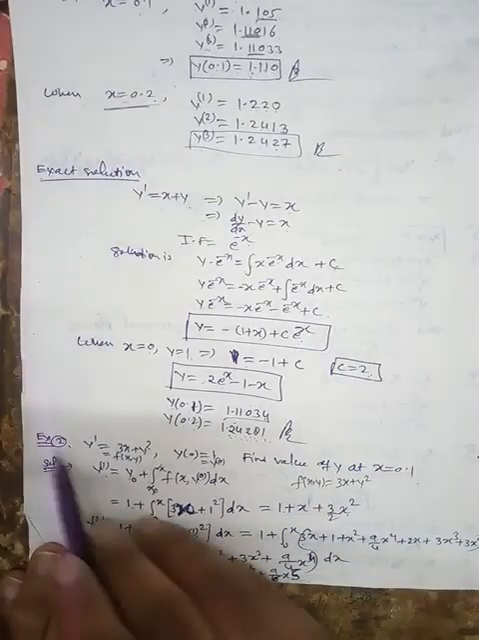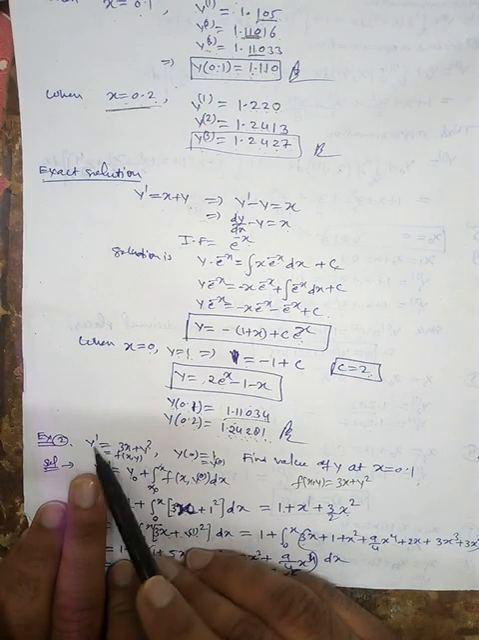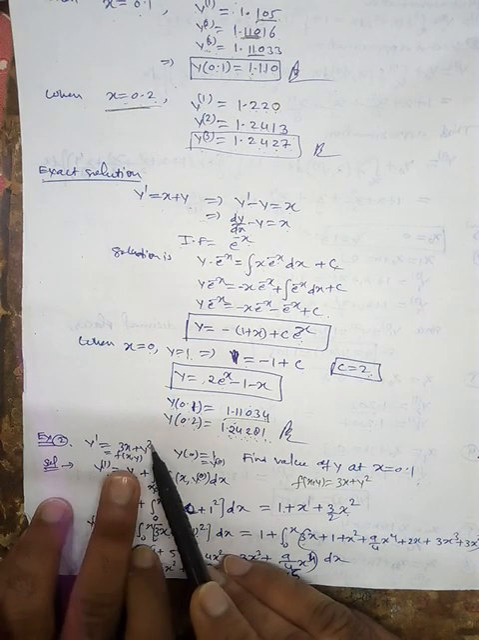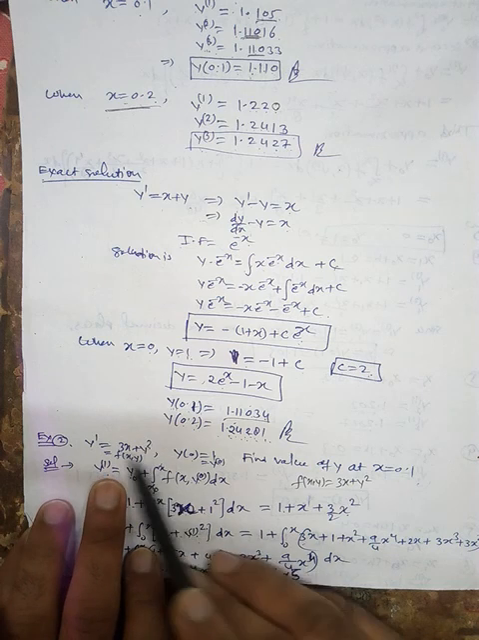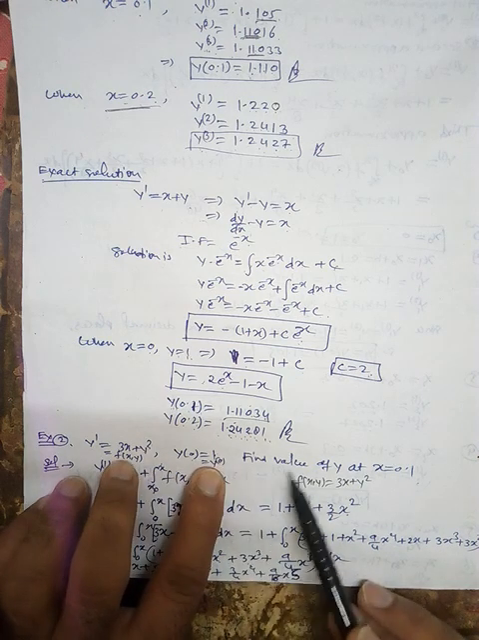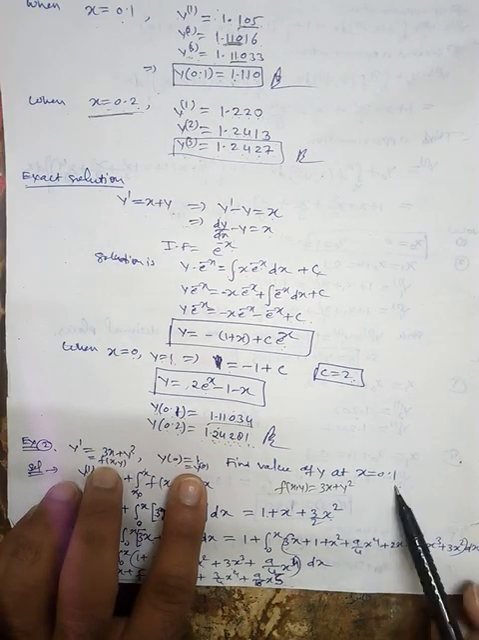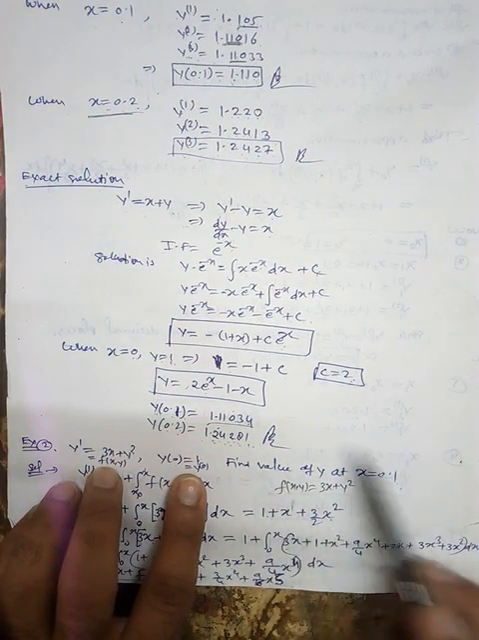So here we have another example. You can do it yourself. Just note down y dash is equal to 3x plus y square. This is the problem subjected to y at 0 is equal to 1. Now find the value of y at x equal to 0.1. So just evaluate y at 0.1.